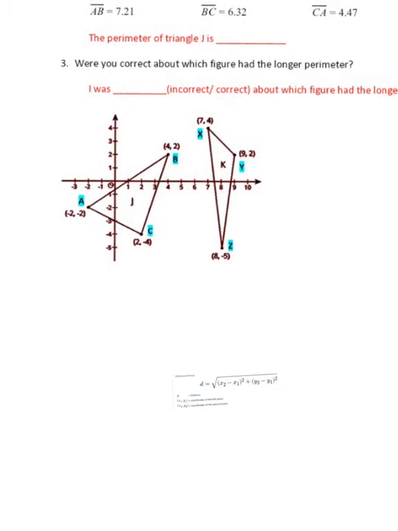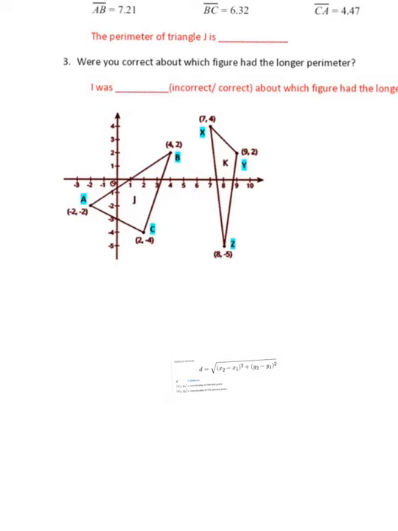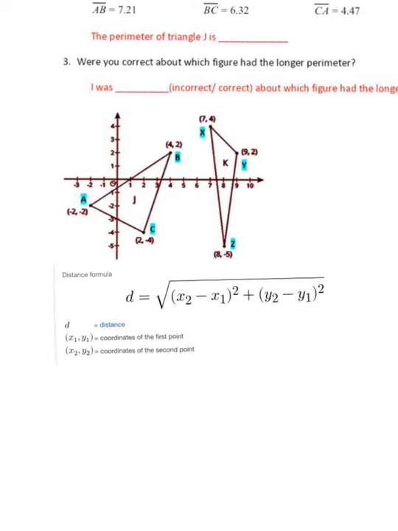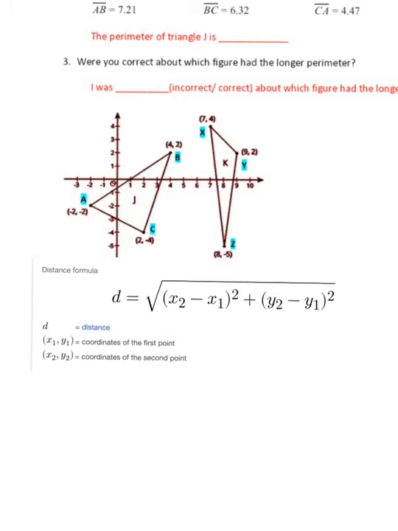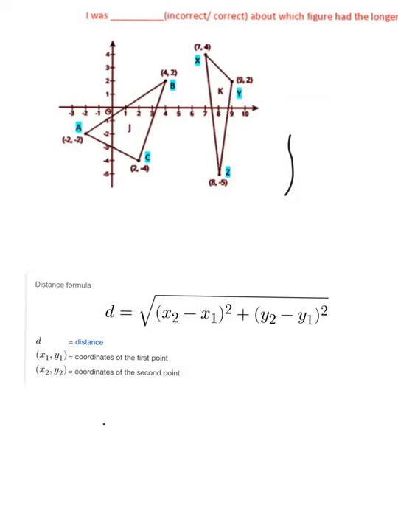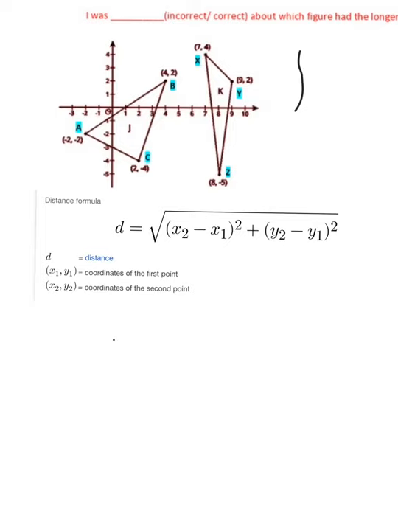So what does the distance formula look like? It looks like this right here, where we take the square root of the difference in the x's squared plus the difference in the y's squared. So for AB, we see that the coordinates are (-2, -2) and (4, 2). So I'm just going to replace those things into the formula.